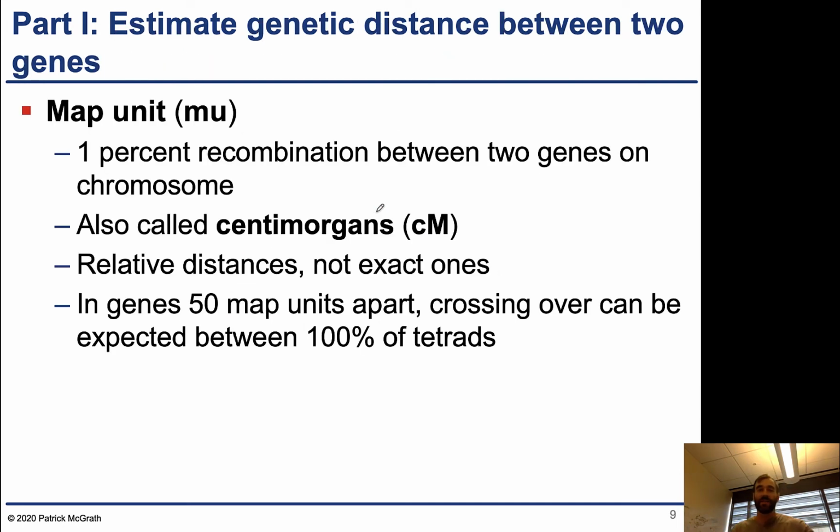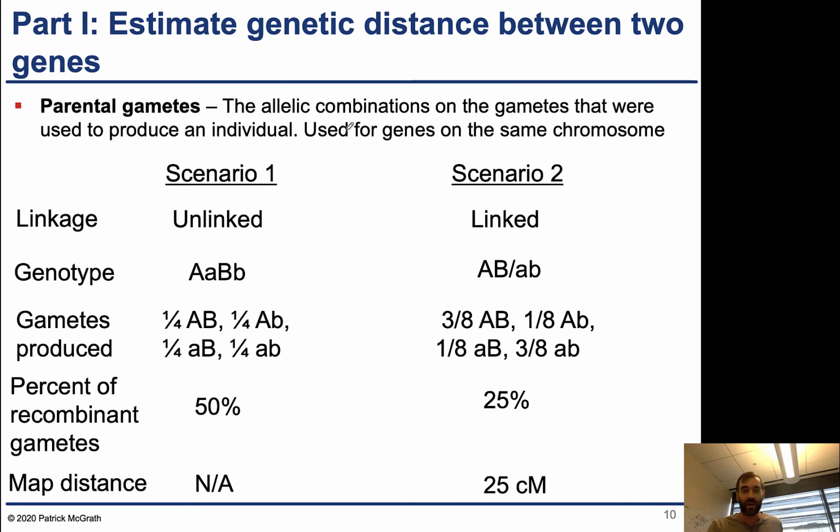And so this motivates this idea of map distance. So we want to be able to measure the distance between two genes. This is called a map unit, and the typical unit for these is centimorgan. In the same way you have kilograms, the way you refer to the distance between two genes is genetic distances in a unit called centimorgans. And each map unit represents a 1% recombination between two genes on a chromosome. So in genes that are 50 map units apart or 50 centimorgans apart, crossing over can be expected between 100% of tetrads.